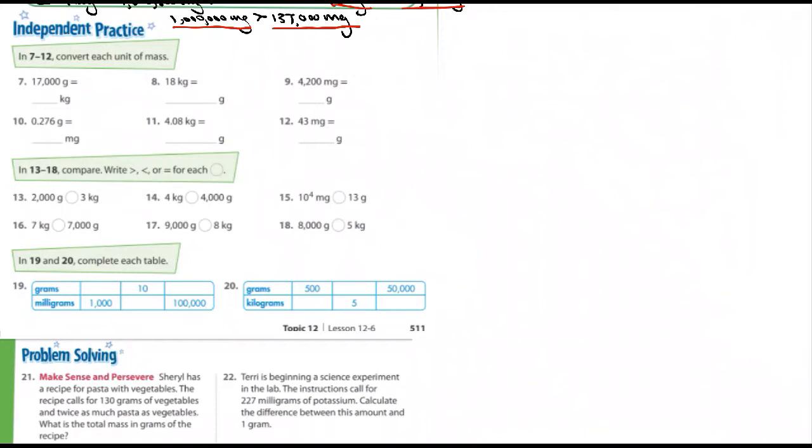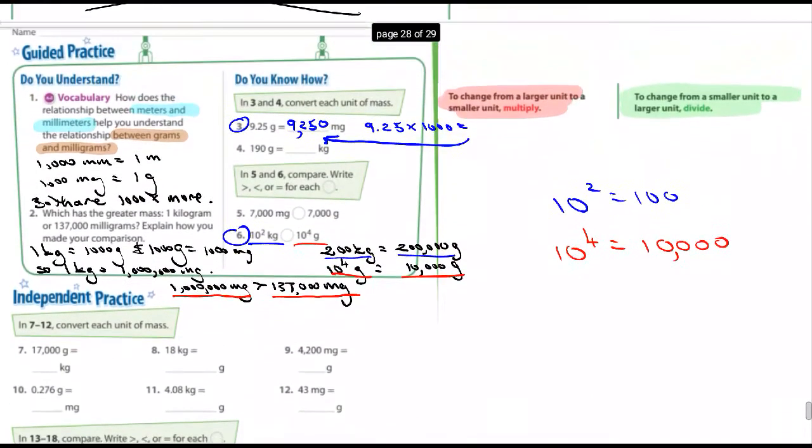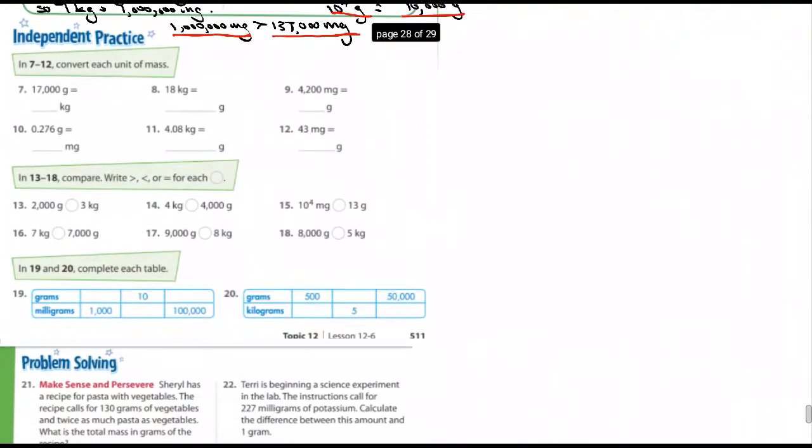Number 9 here. We're going from milligrams to grams. Milligrams to grams. So are we going from larger to smaller or smaller to larger?